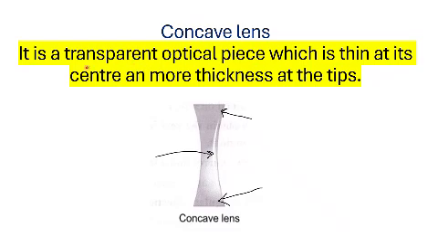So, to define the concave lens, it is a transparent optical piece. And please don't forget that the word optical is a concept related to light and vision, like the mirrors, like the lenses. These are called optical pieces. And from the optical pieces, we have the concave lens. As I said, it's thin at the middle, thick at the two tips.